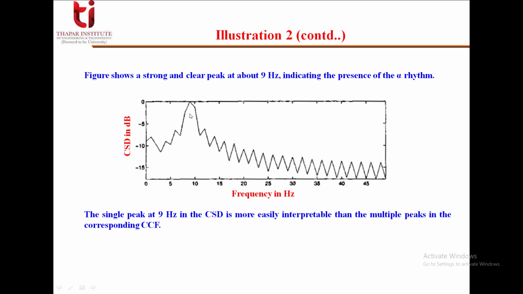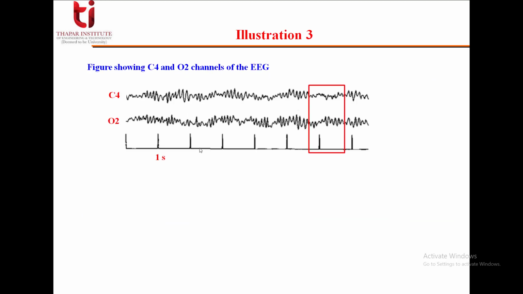It shows a strong and clear peak at about 9 Hz, indicating the presence of alpha rhythm. So this single peak at 9 Hz in the cross-spectral density is more easily interpretable than the multiple peaks in the corresponding cross-correlation function. Now let's look at another example.